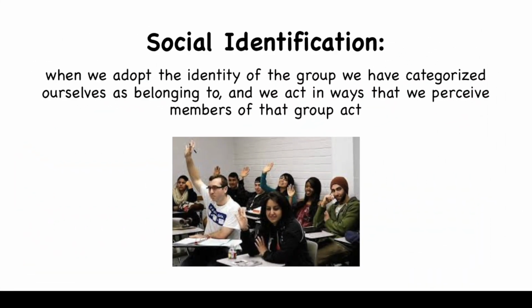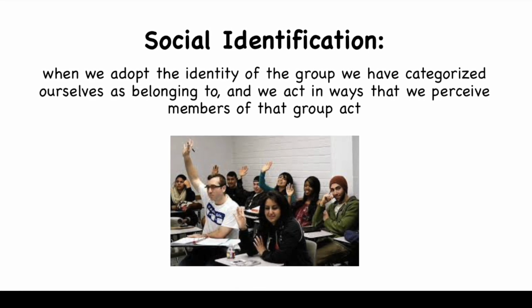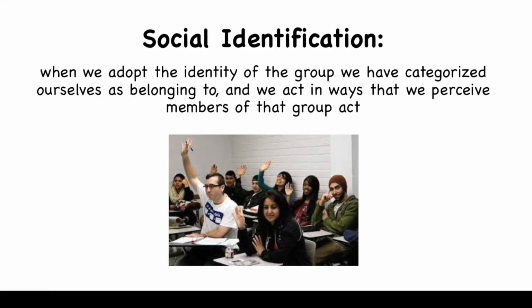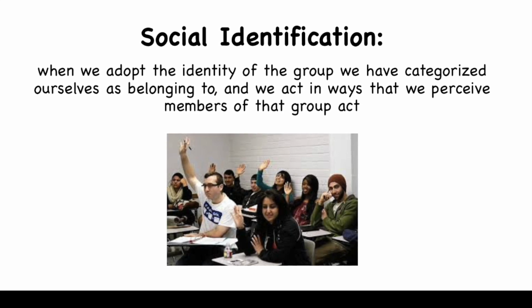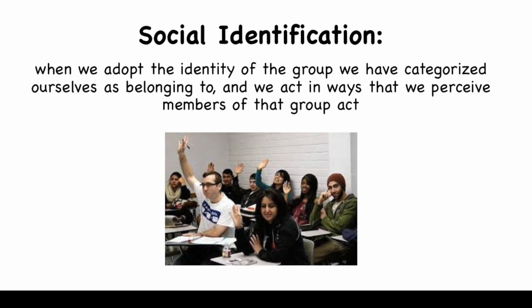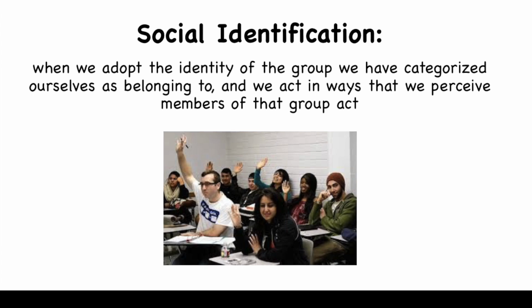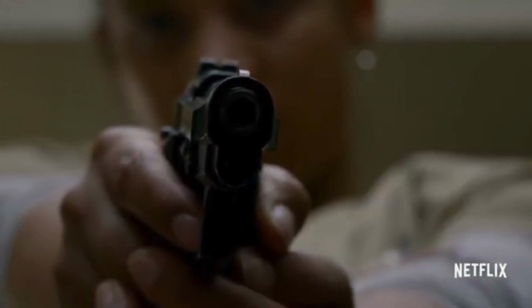Social identification is when we adopt the identity of the group we have categorized ourselves as belonging to, and we act in ways that we perceive members of that group to act. For example, if you identify as a college student, you will most likely behave within the norms of that group. As a consequence of your identification with that group, you will develop an emotional identification and your self-esteem will be dependent on it. Let's take a look at this clip for an example of social identification.